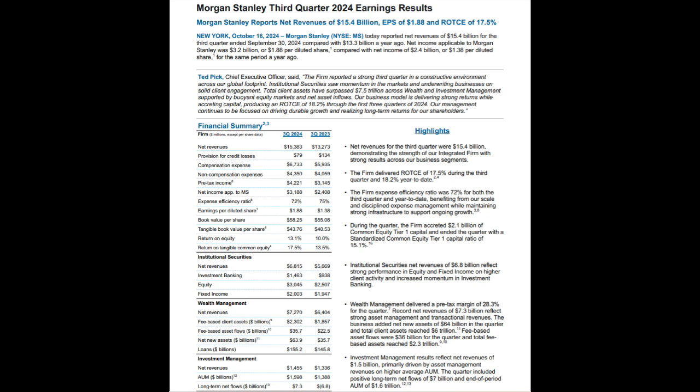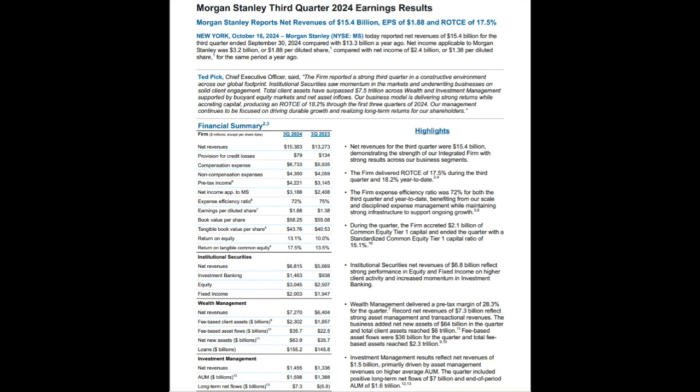What changed? You're absolutely right. 2023 was a challenging year for pretty much everyone in the financial sector. But what Morgan Stanley did was almost counterintuitive. They doubled down on fixed income underwriting just as others were pulling back. And that's where this 56% jump in revenue is coming from.